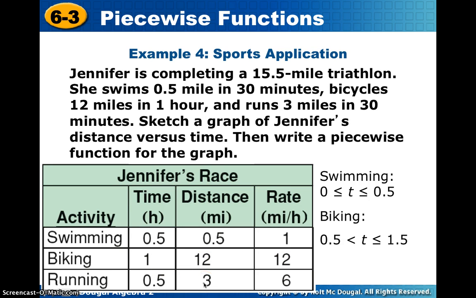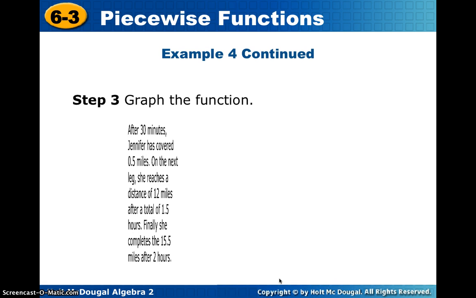Then she runs for a half of an hour, so adding a half hour to 1.5, from 1.5 to 2 is when she's going to run, and she goes a distance of 3. She runs 3 miles in 30 minutes. So if we divide those, we can get her rate, which would be 6 miles per hour. So let's see if we can graph that.